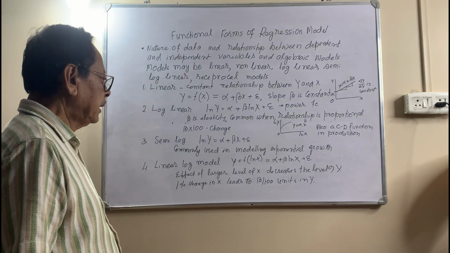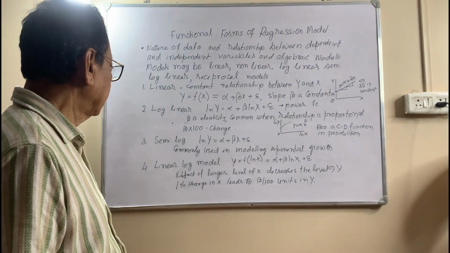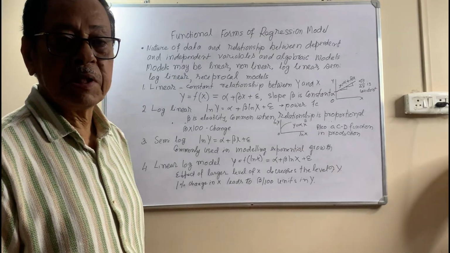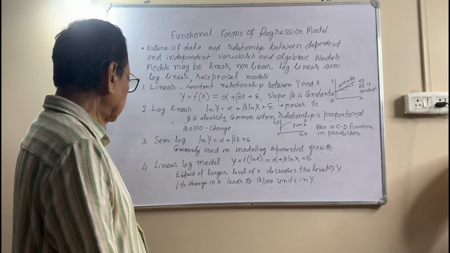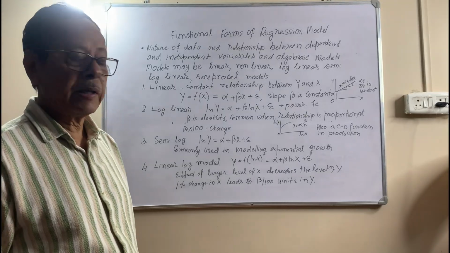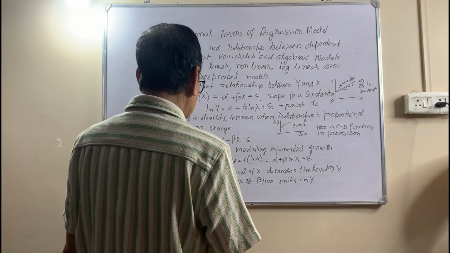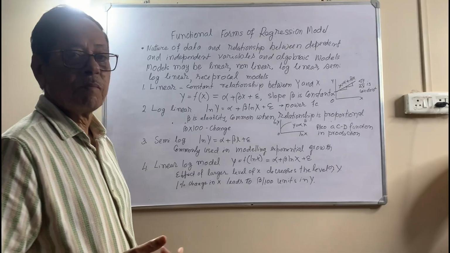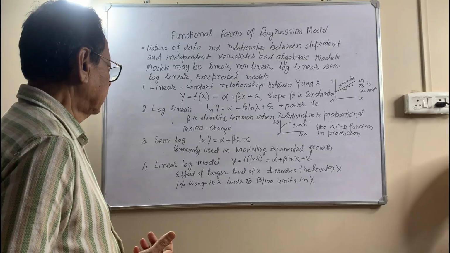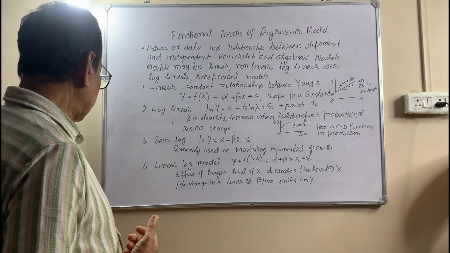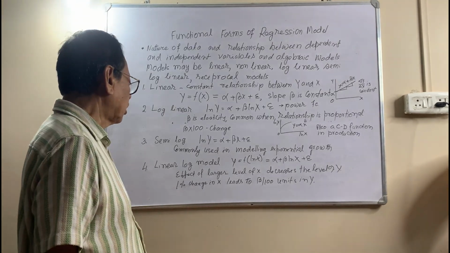And how alpha and beta will be estimated, that we'll have to take the log of the data of the dependent variable and the x variable without log. So then we have to estimate the coefficients, parameters.